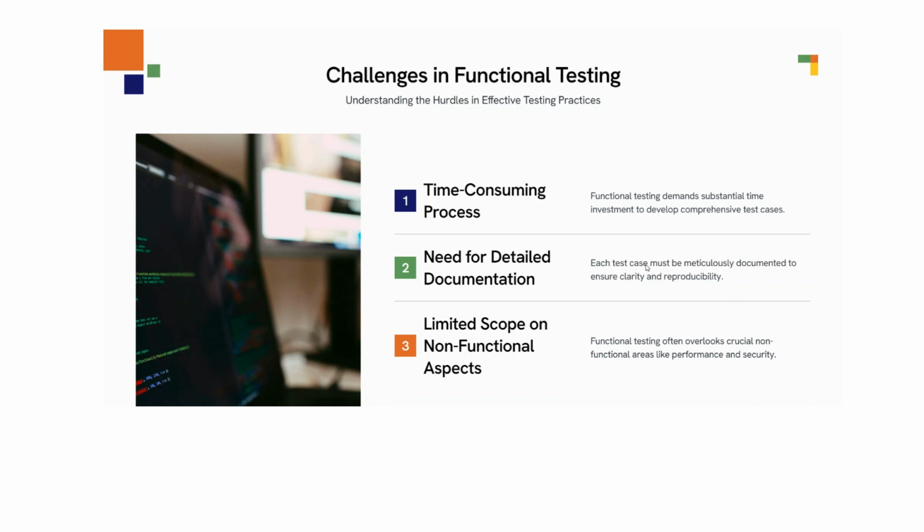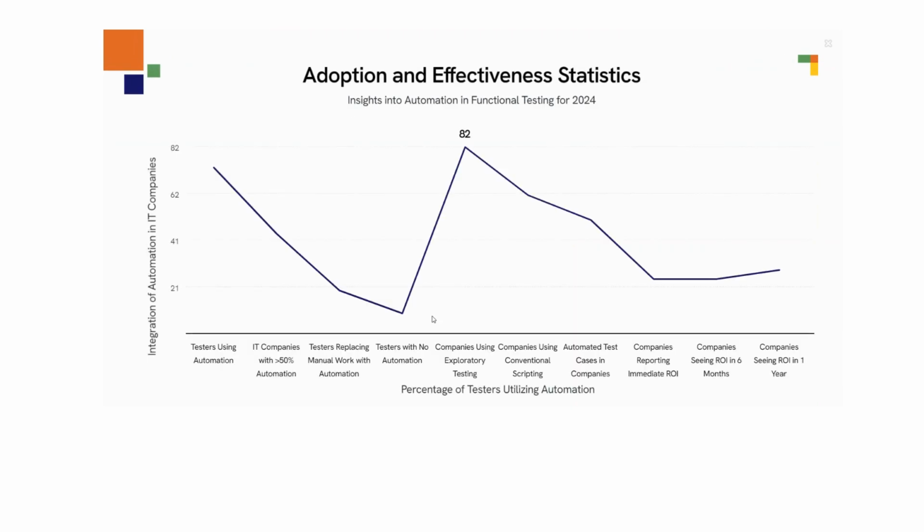And limited scope on non-functional aspects. In functional testing, we usually test the functionality, we don't go into the non-functional areas like performance and security. So these are the challenges for non-functional testing, or performance and security. Different tools are there like JMeter and all. So these are the challenges which we face in functional testing. Like it was time consuming, so we use automation there for the test cases which are automatable.